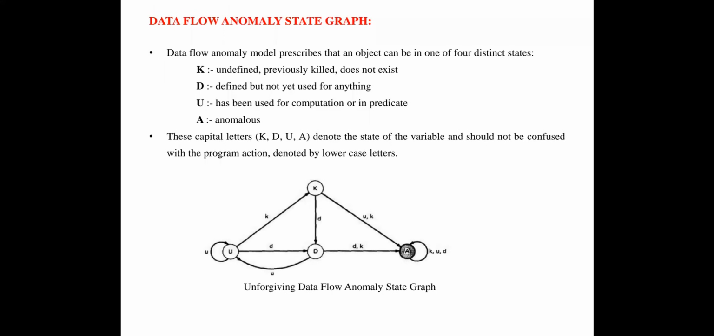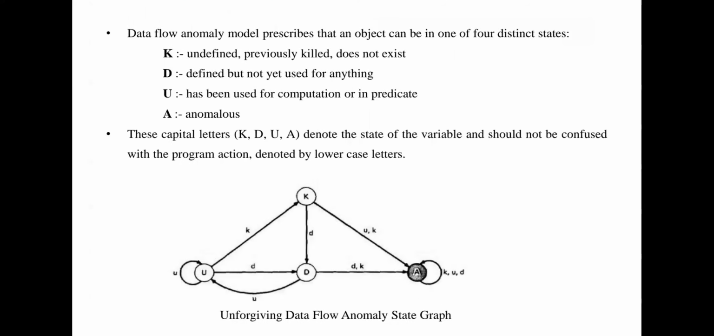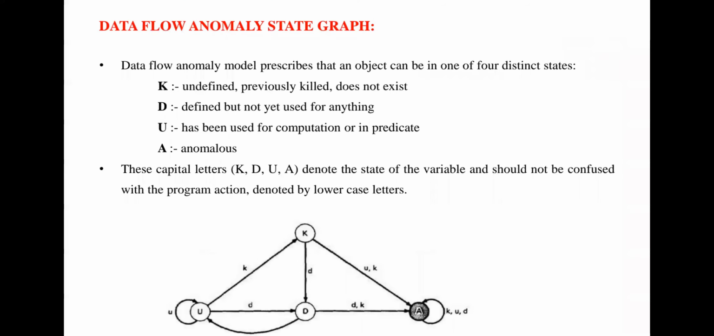So the next one is the data flow anomaly state graph. We have already seen the different types of anomalies that will be produced. Now we will see how these anomalies will be represented in the state graph. According to the anomaly, how is the state graph represented? What are the nodes that are available in the state graph?